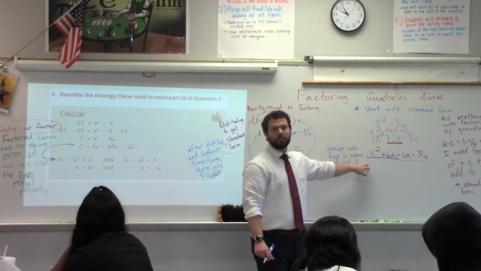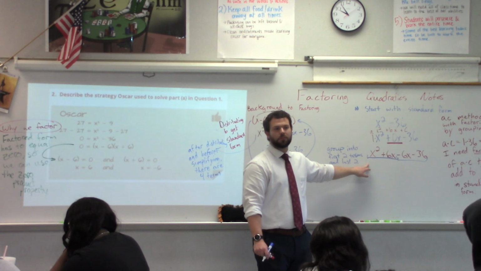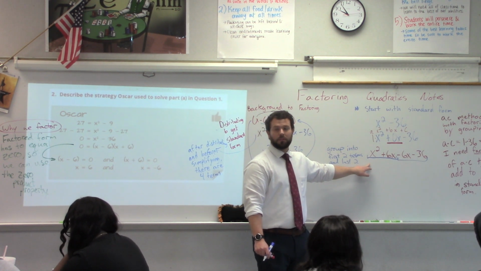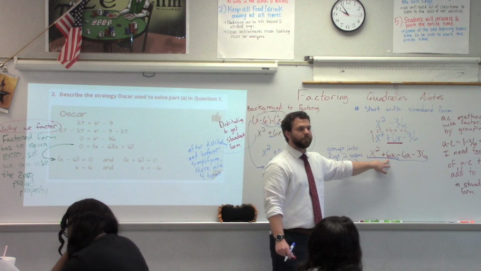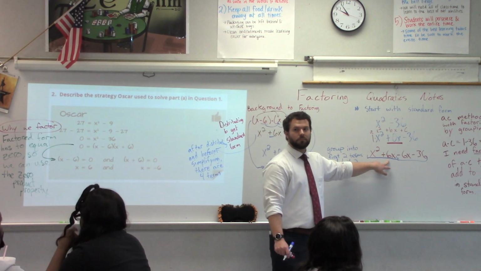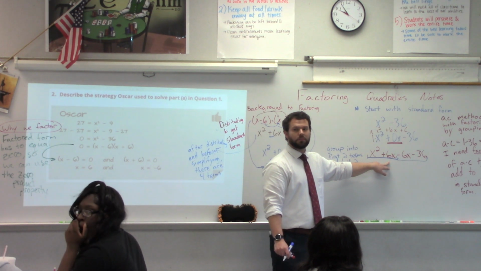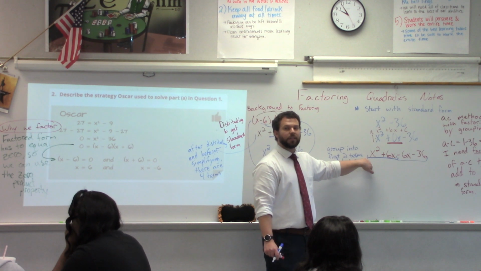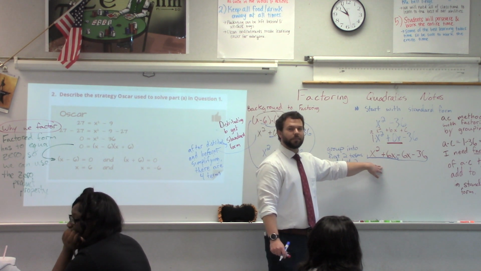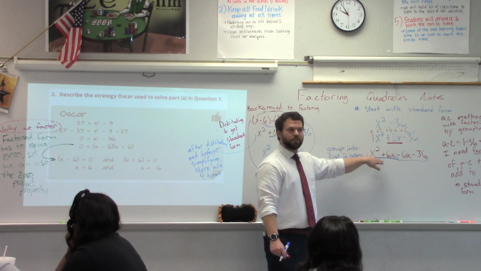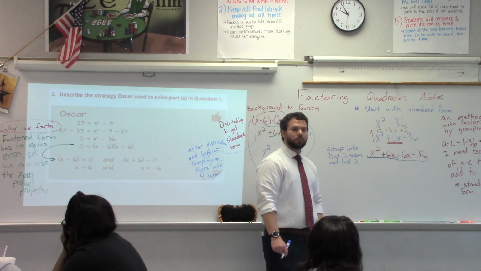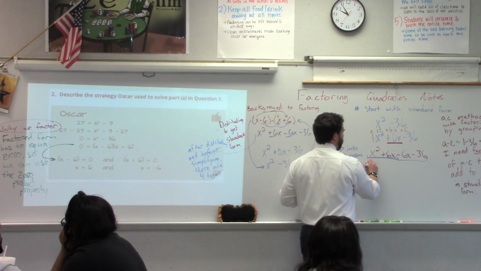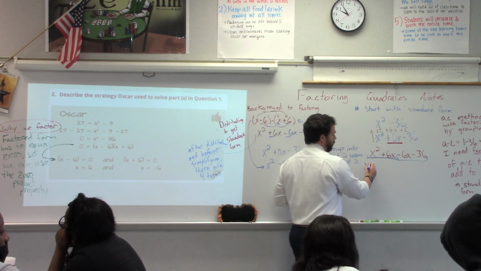Remember, x squared literally means x times x. Those are factors. 6x means 6 times x. KT, you good with that detail? Yeah. So if x squared is x times x, and 6x is 6 times x, what factor do they have in common? X. So, yeah. So I'm going to factor out that x, multiply by.